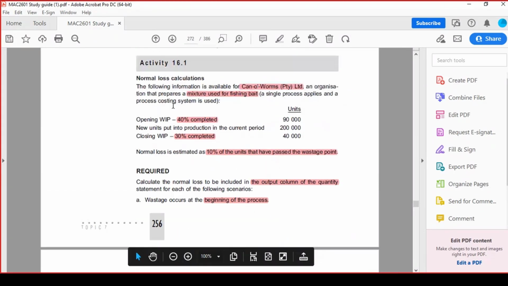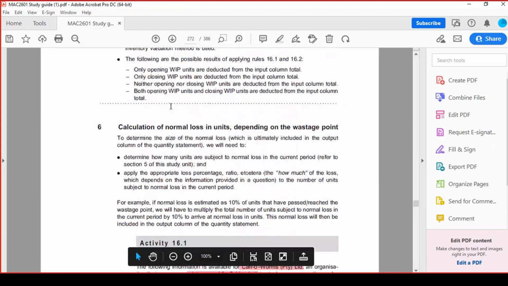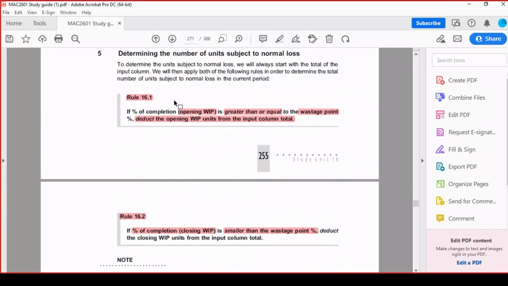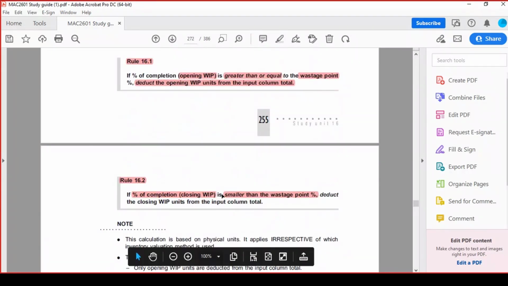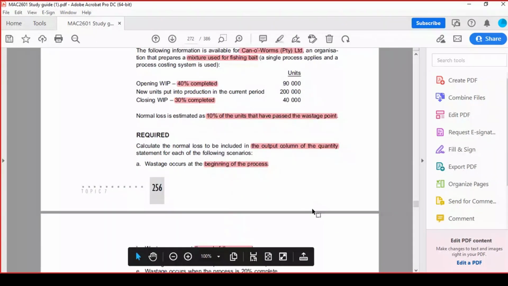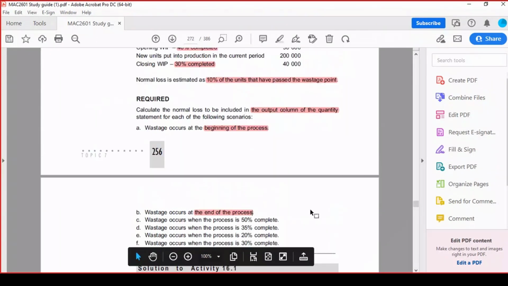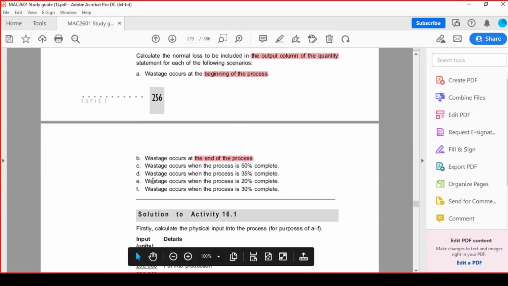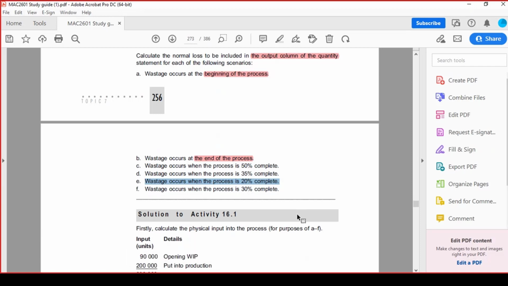Then let's take the closing one, and then we can move on and look at the solution. For the closing WIP, the rule says that if it is smaller than the wastage point, then you deduct it from the input column. So the closing WIP is 30%. Will you deduct if the wastage point is 20%, or not deduct?